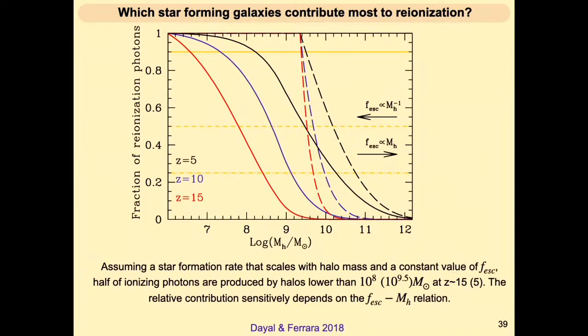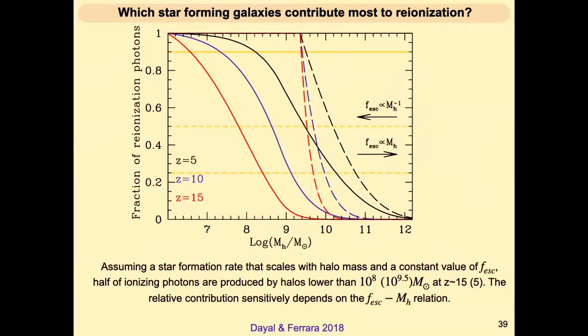So half of the photons will come from systems which are below 10^9 solar masses in halo mass. But we just decided that the escape fractions are going to scale with how young, how metal poor, and how dust poor your stellar population is. And so if this is true, then you will shift the sources of reionization to even lower mass things. If, on the other hand, the escape fraction scales with halo mass, so larger things can have more ionizing photons escaping, then you will shift the sources of reionization to higher mass halos.